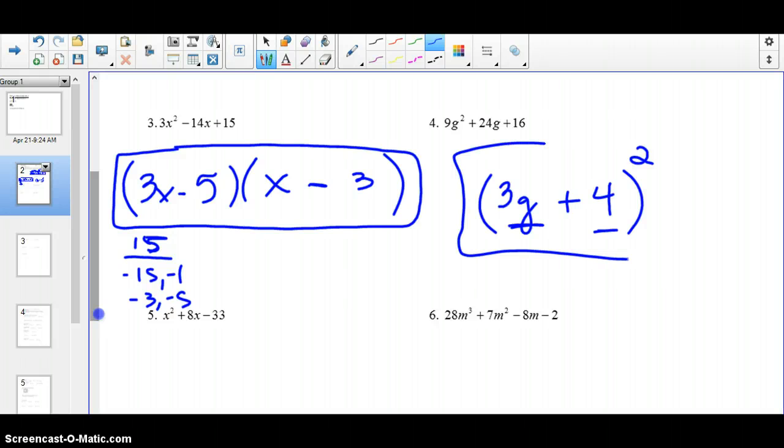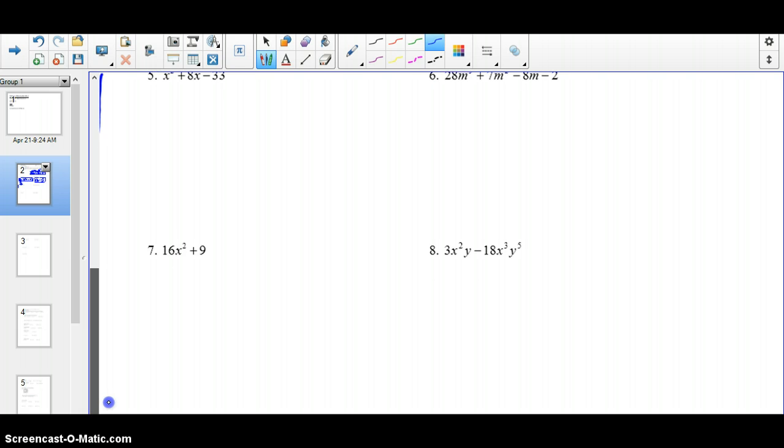All right, let's go on to the next one. Number 5. Let's go down our list. Is there a GCF? No. Is this a special case? Is it a difference of squares or a perfect square trinomial? No. Can we factor this by grouping? Are there 4 terms? No. This is just trial and error.